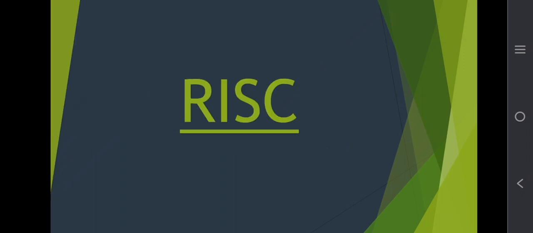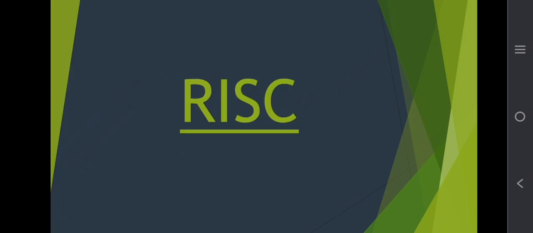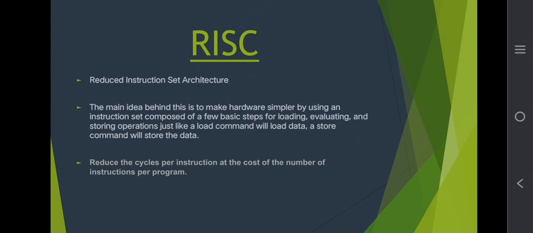Now let's move towards RISC. RISC stands for Reduced Instruction Set Architecture. The main idea behind this is to make hardware simpler by using an instruction set composed of few basic steps for loading, evaluating and storing operations. Just like a load command will load data, a store command will store the data. And the advantage of this RISC is it reduces the cycle per instruction at the cost of the number of instructions per program.